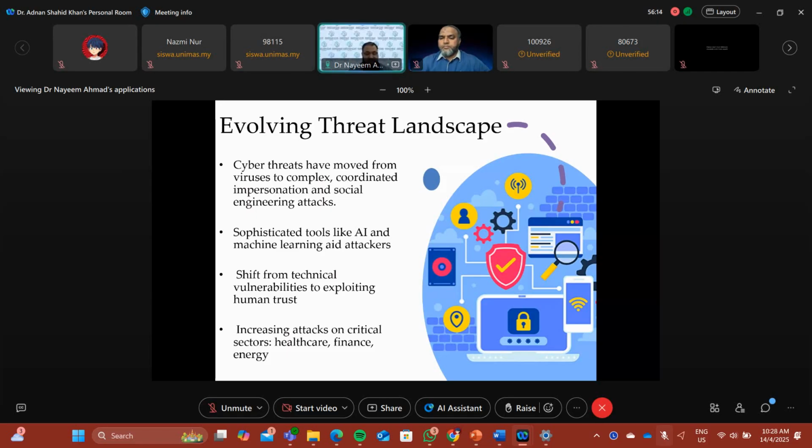They target high value sectors such as healthcare, finance, energy, and governments. It's a big challenge nowadays. So for instance, phishing emails are now crafted with language and context that perfectly mimic legitimate internal communication, and deepfake videos or voice impersonation are being used to deceive employees into approving transactions or revealing credentials.